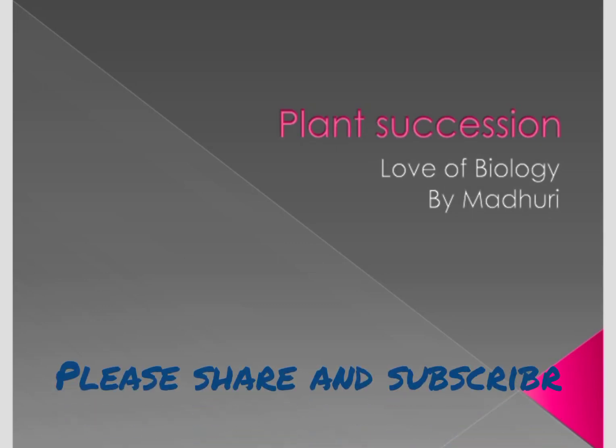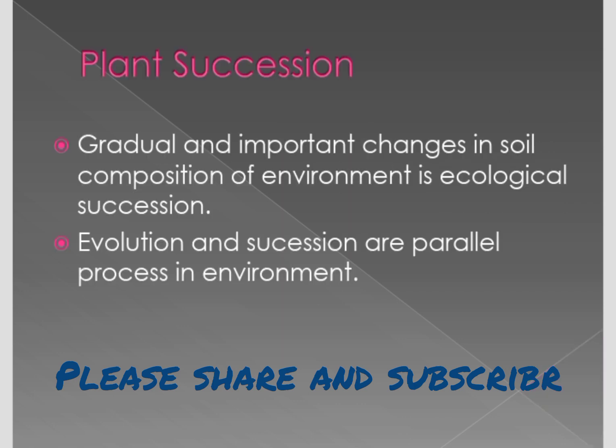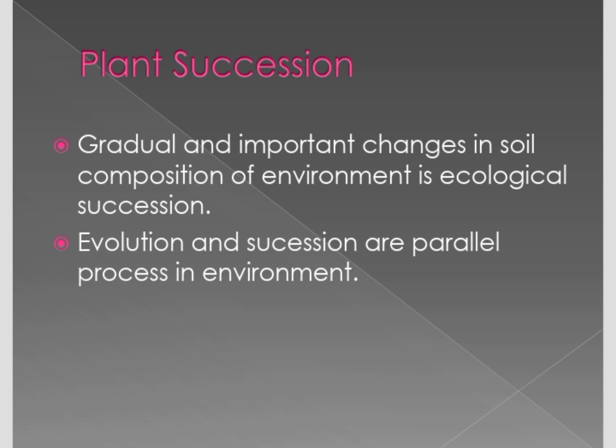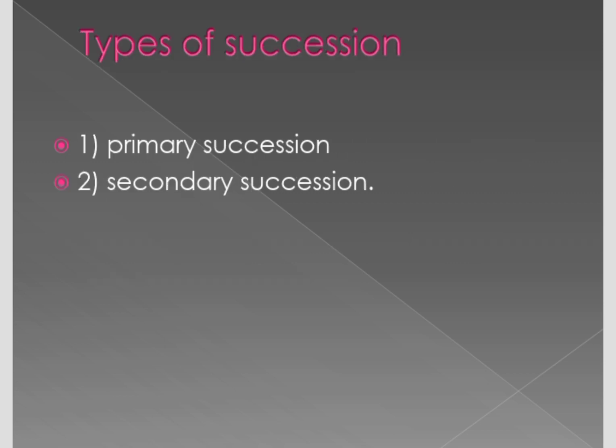Today we are going to learn about plant succession. Succession means changes. So what is this plant succession? Let us see. Gradual and important changes in the soil composition of the environment is ecological succession. Any change which is taking place in the environment, we call it ecological succession. Actually, evolution is also a change over time, and evolution and succession are parallel processes which take place in the environment.